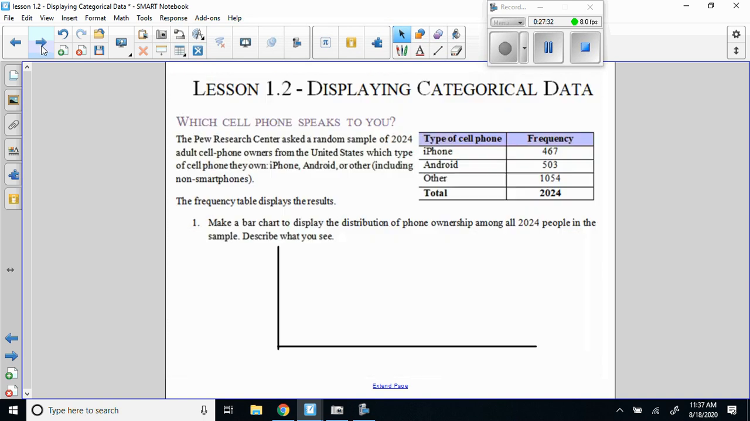All right. Now, here's what I want you to do. This is 1.2. This is you doing stuff. So we're going to look at cell phones. And they just took a survey of 2,024 people. And they said, how many of y'all like or have iPhones? How many of y'all like Androids? And how many of y'all like others? Now, others includes smartphones. Others are other types of phones that are not smartphones as well, right? Y'all understand?